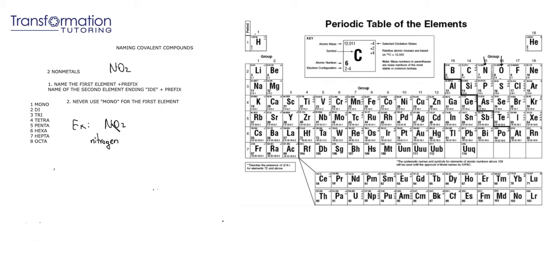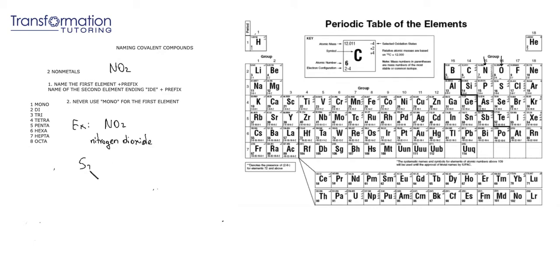Now the second element is oxygen. We need to name the second element with ending "ide." It becomes oxide, and we also have to use prefix. There is a little 2 next to the oxygen, signifying that there are 2 atoms of oxygen in this formula. For 2, there is a prefix di, so we will say dioxide. Let's go ahead and look at some other examples.